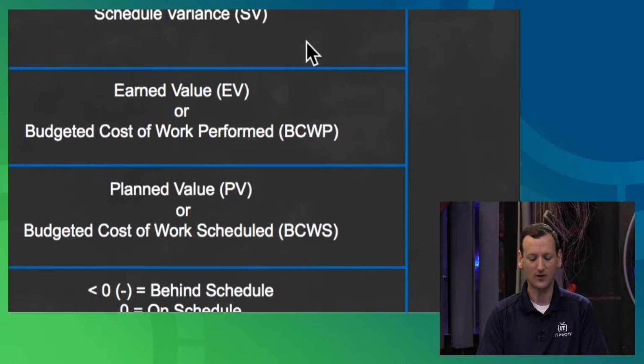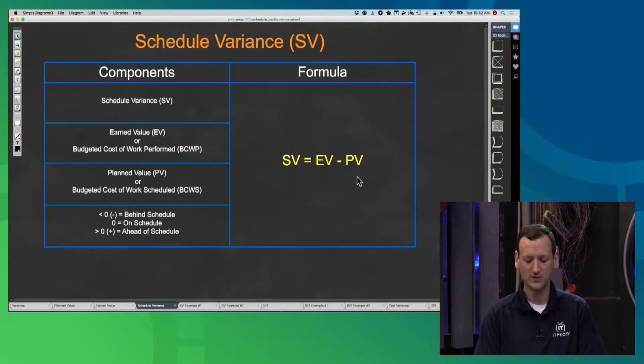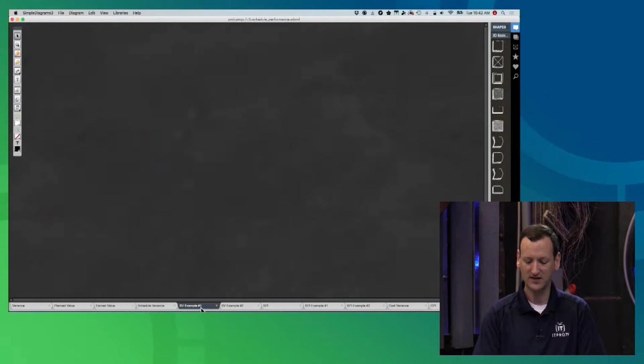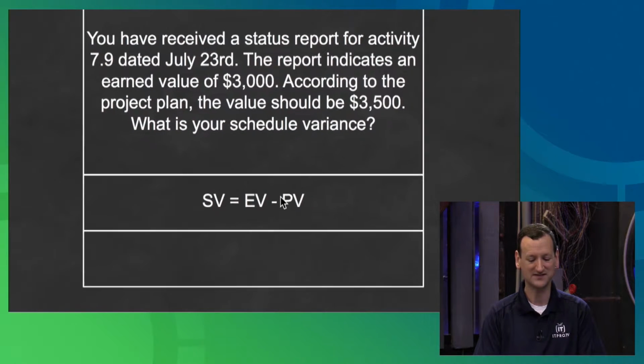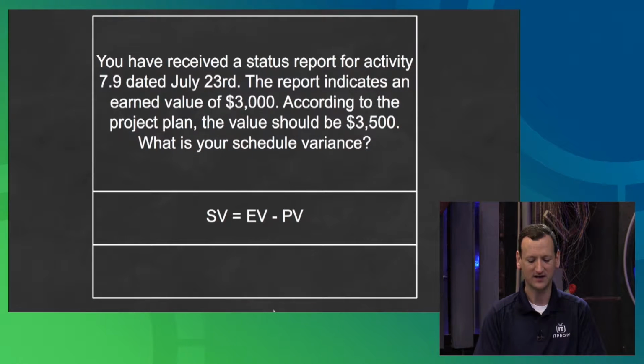But all 3 of them require us to know our earned value and our planned value, because that's really what we're comparing at the end of the day, the variance between those 2. So when we look at this formula, I know I need that information. Let's take a look at an example question and see how that pans out, right? This is one of the most straightforward types of questions you'll get on the exam, because they feed us exactly the data we need. It says, we've received a status report for activity 7.9. It's dated July 23rd. The report indicates an earned value of $3,000. According to the project plan, the value should be $3,500. What is your schedule variance?